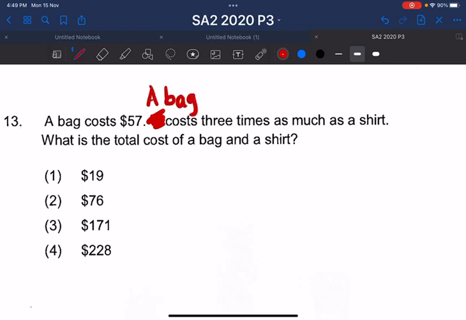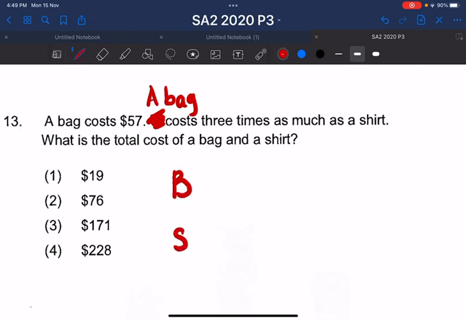The bag costs 3 times as much as a shirt. Now, over here, my question will be this. You have a bag, you have a shirt. Which one is more expensive? It's got to be the bag, right? Because the bag is 3 times compared to the shirt. So the shirt is cheaper. Now, if I can draw a model, this is how it looks.